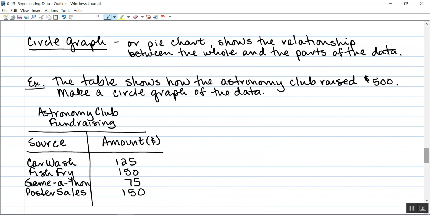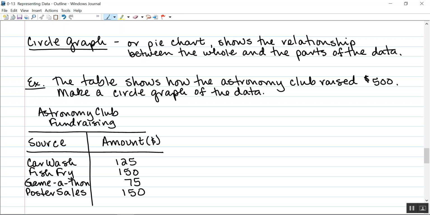Another type of way of representing data is with a circle graph, or sometimes called a pie chart. And this shows the relationship between the whole and the parts of the data. So let's do an example together here. This table shows how the Astronomy Club raised $500. So the sources of their fundraising.